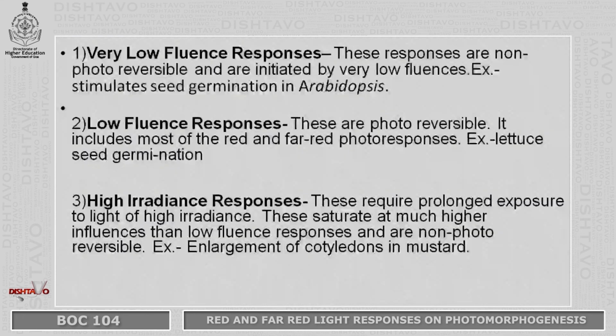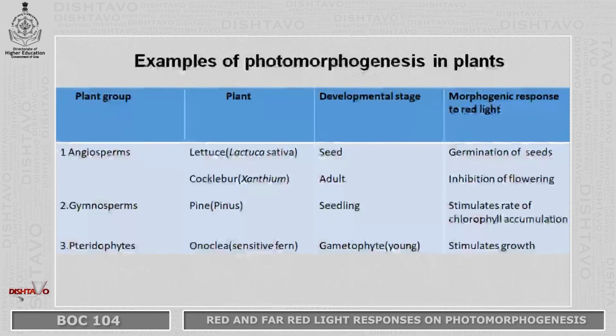The second one, low fluence responses, these are photoreversible. It includes most of the red and far red responses. Example, the lettuce seed germination. And the third one, high irradiance responses. These require prolonged exposure to light of high irradiance. These saturate at much higher fluences than low fluence responses and are non-photoreversible. For example, enlargement of cotyledons in mustard.